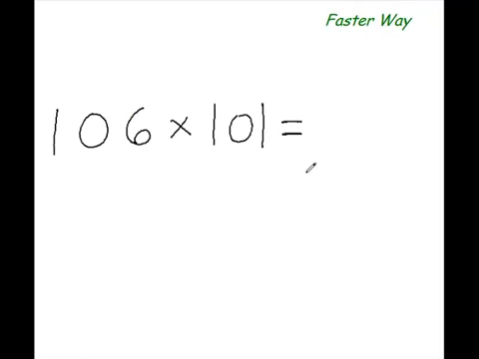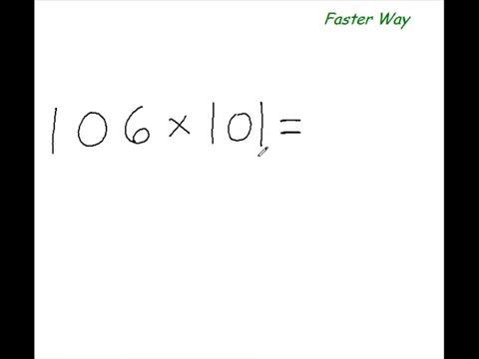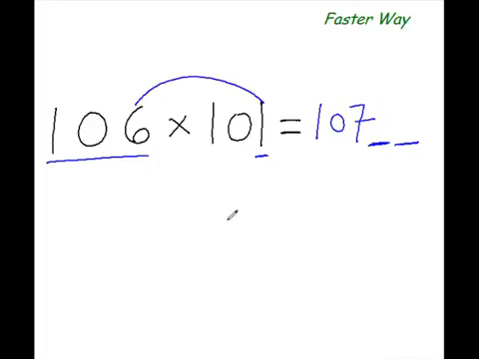Now using the same logic, can you tell me what would be 106 times 101? So once again add this one to this entire number. 106 plus 1 is 107, and we get the first 3 digits of our answer. Now 2 more to go. So 6 times 1 is 6, so we put 06 here. That is our answer, 10,706. As simple as that.